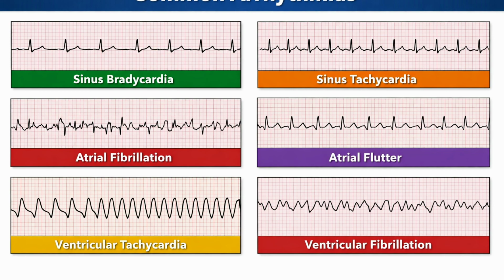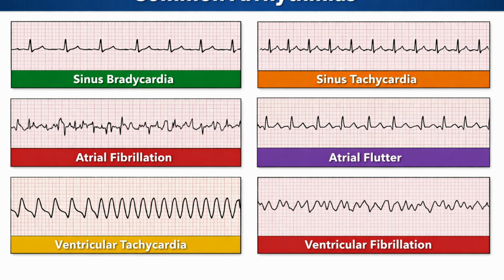2. Sinus tachycardia. Sinus tachycardia is a normal sinus rhythm in which the heart rate exceeds 100 beats per minute, usually due to physiological or pathological conditions such as fever, exercise, anxiety, or dehydration.